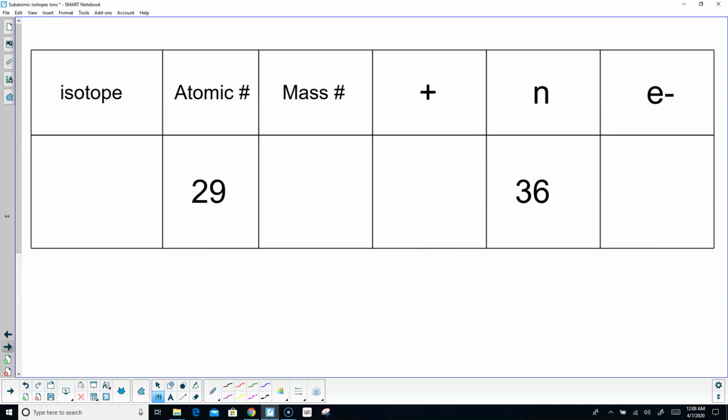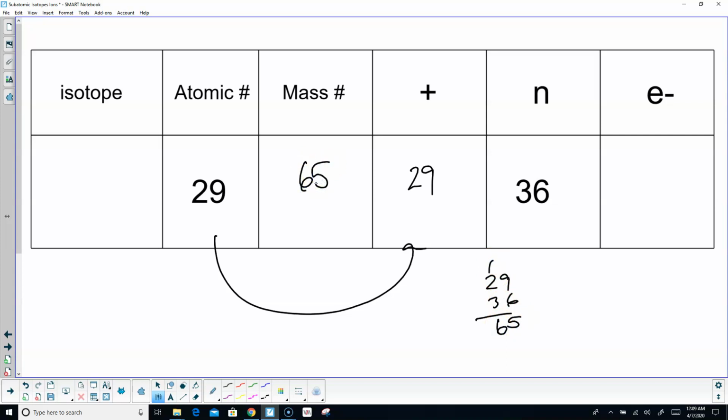Okay, let's do this one. Same thing. Atomic number 29. We know the protons must be 29. If I sum the protons and neutrons, 29 and 36, that's 15, carry the 1, 65 should be the mass of this particular isotope. There's nothing indicating this thing has a charge, so these two should be equal. If I have 29 protons, I have 29 electrons.